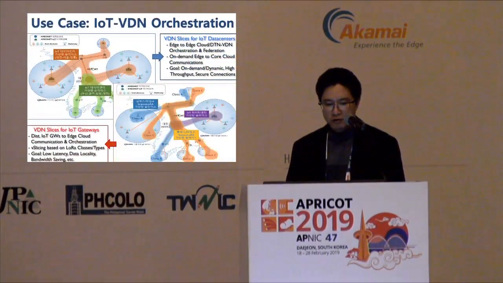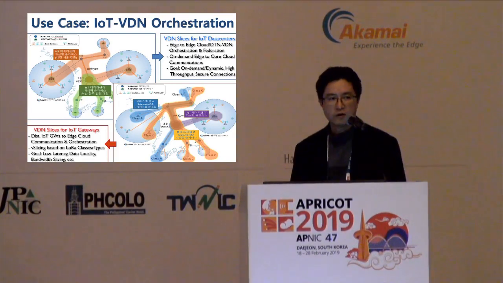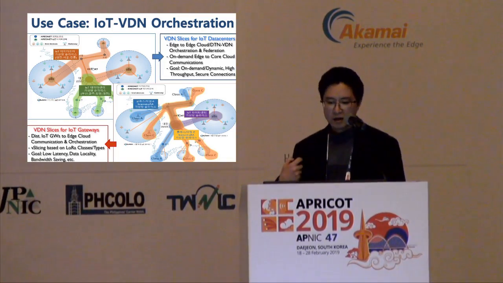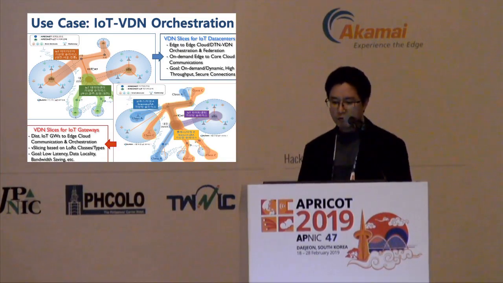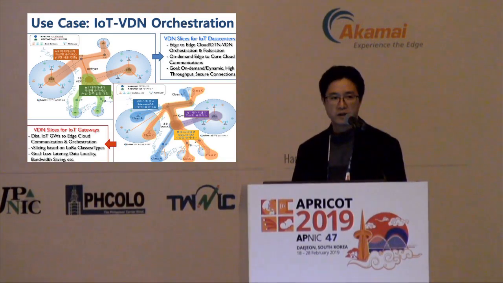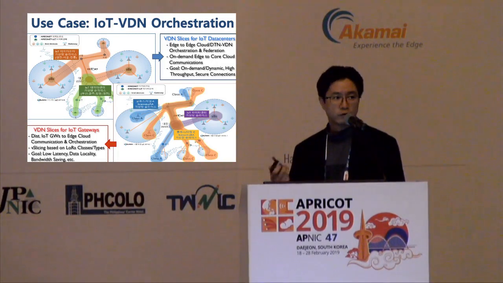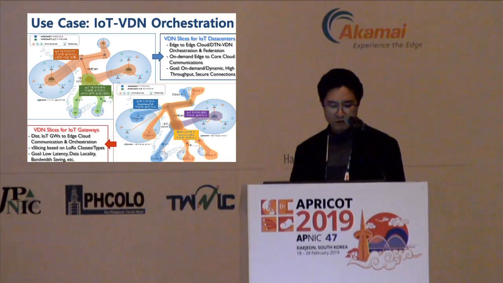And another use case is about IoT to VDN integration and orchestration. We believe this kind of orchestration can provide VDN slices for IoT data centers or IoT gateways to gain on-demand, dynamic, high throughput and secure connections for IoT devices, data centers and gateways. And also, based on the edge networking principle, we believe we can gain low latency, data locality and bandwidth savings as well.